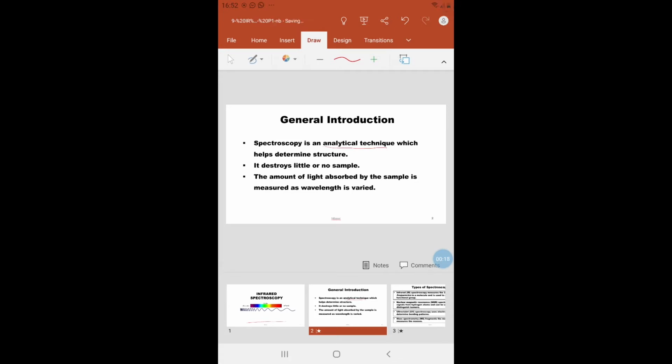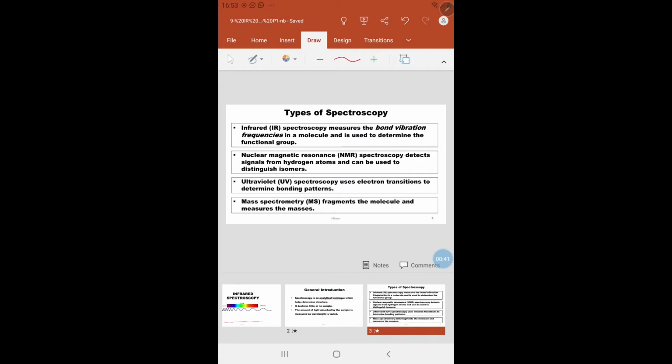Let's say you have a sample in a vial and you don't know what the sample is. You send the sample for IR spectroscopy, and it helps you to determine the structure. But relying solely on IR, it cannot give you a complete answer about the structure, because for structure determination you need all these four tools, which is the IR.